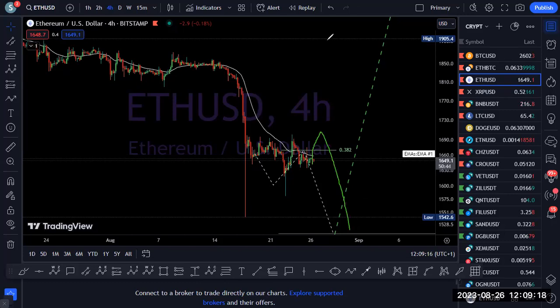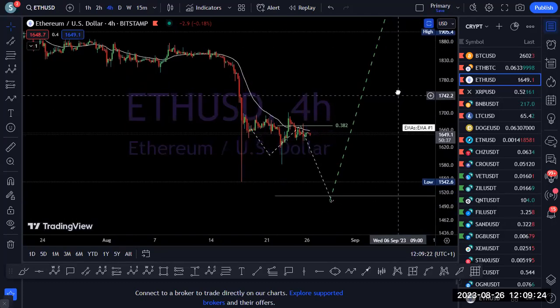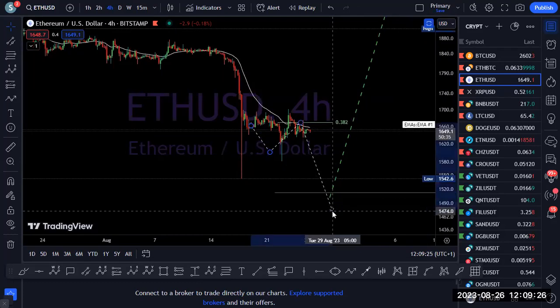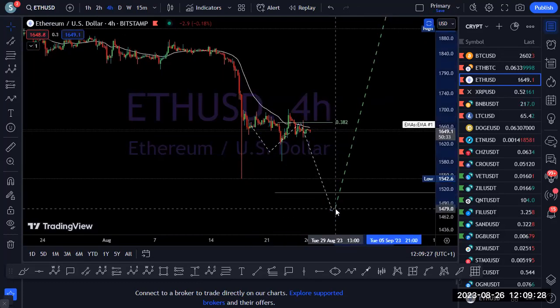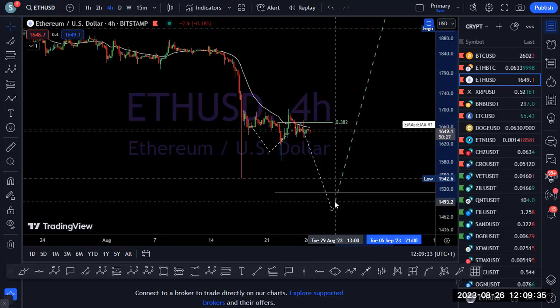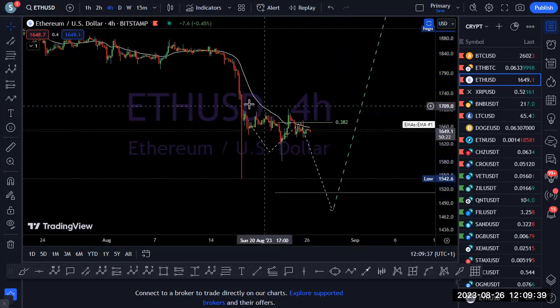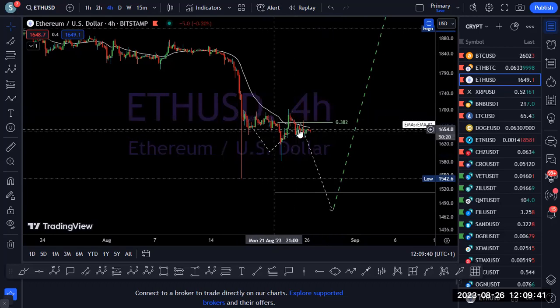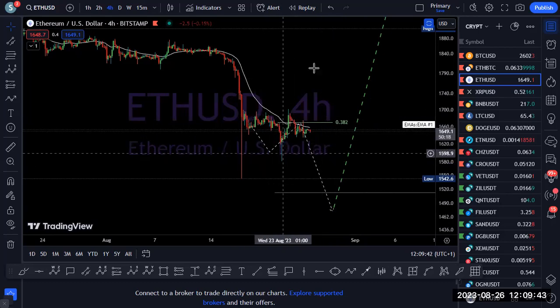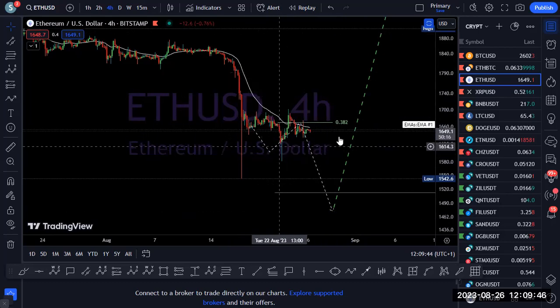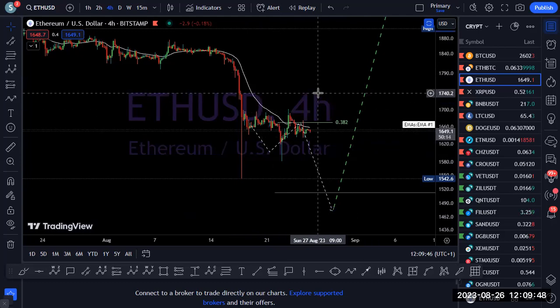So wait for more drop before you look for buy, because this is our reversal zone. Here is our reversal zone. You can see 1490, 1480, 1493, and so on. So wait for the proper reversal zone. It can ignore it, it can truncate and go up, but it's better you miss the trade than you lose the trade.